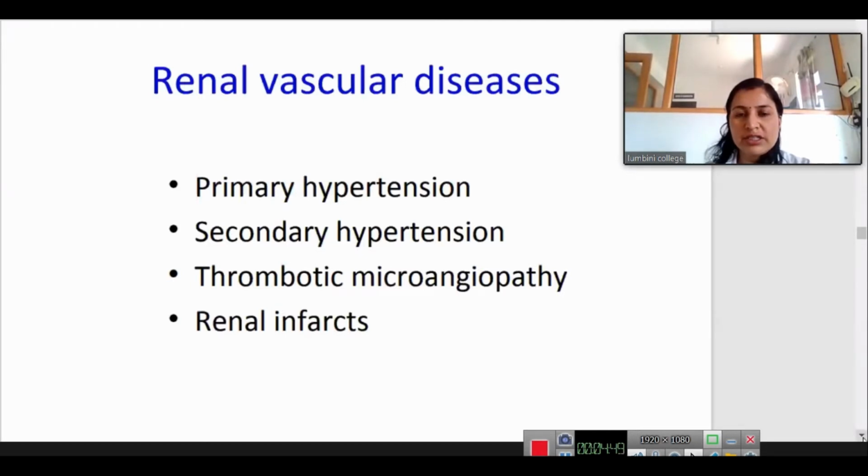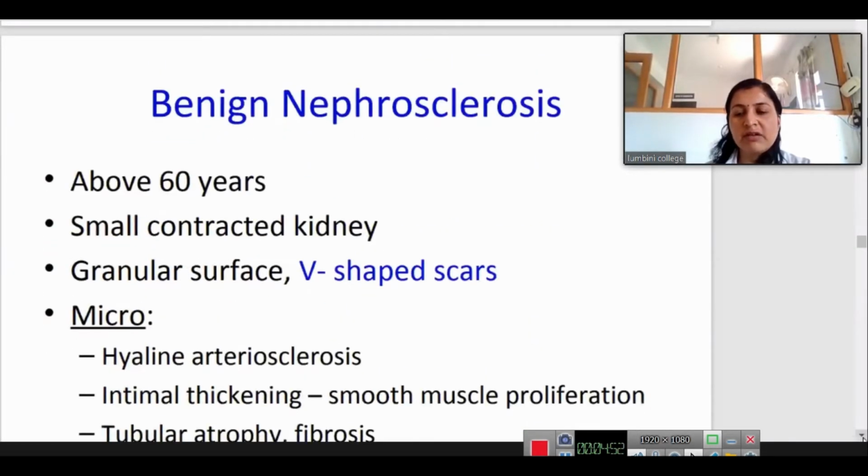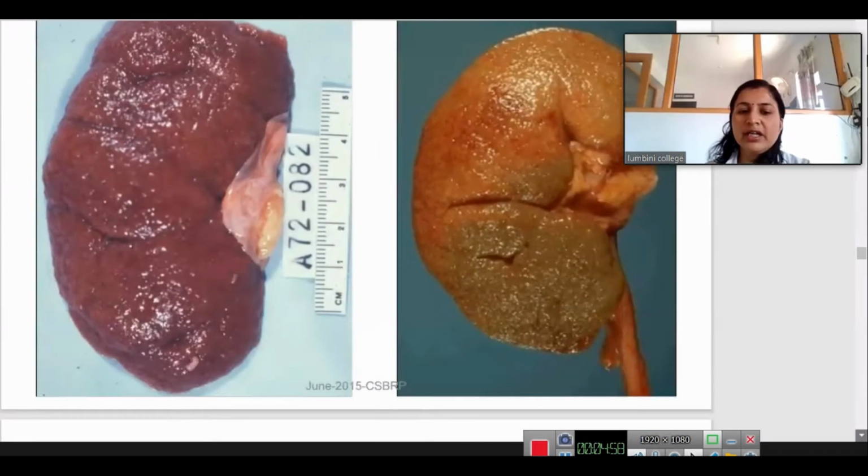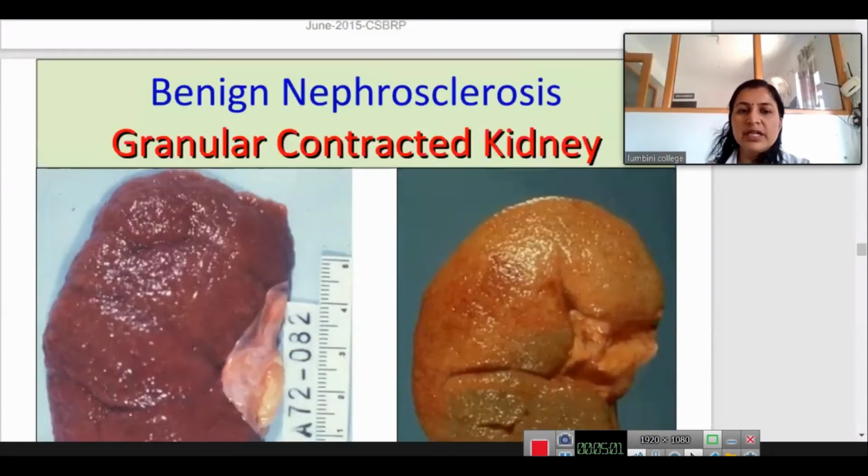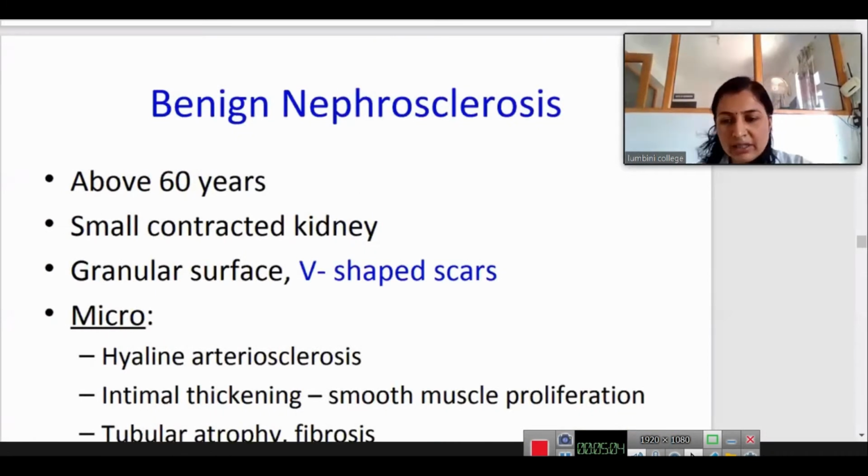Now, how does the kidney manifest in renal vascular disease? Either there will be benign nephrosclerosis or malignant nephrosclerosis. First comes benign nephrosclerosis. Benign means the course is not deadly. Here we are not talking about neoplasm, benign or malignant. It is the course of these thromboembolic events or hypertension, or whatever the vascular disease, the kidney is involved; the course will be benign, or not deadly. Usually benign nephrosclerosis occurs in patients who are hypertensive, usually elderly, more than 60 years.